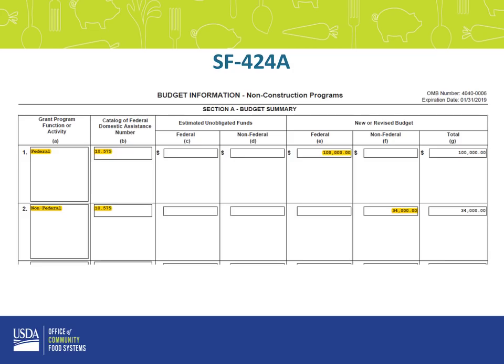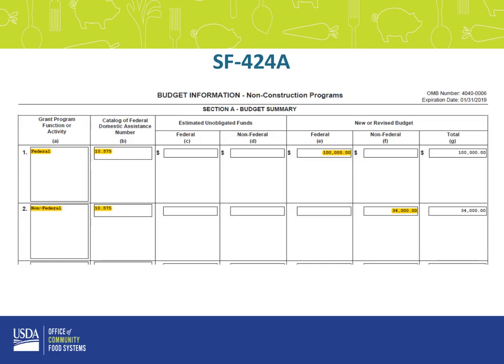One of them you want to type in federal, and that's the amount of money that you are requesting from FNS for your Farm to School grant. The second line is non-federal. You can also type match there if you want. That is your matching amount.